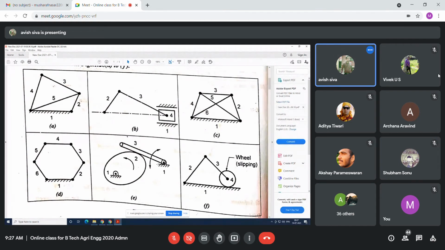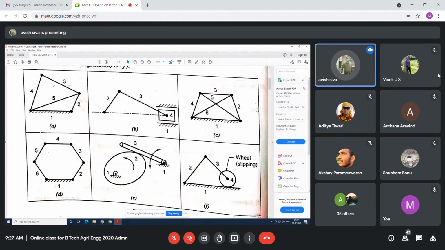So in the fixed link, there will be one binary. So there are actually two fixed links, and it is counted as one since it is fixed. So there will be two binary joins at the fixed positions.